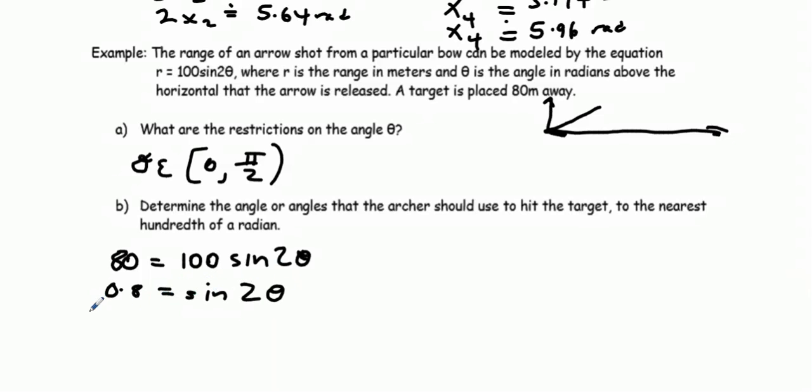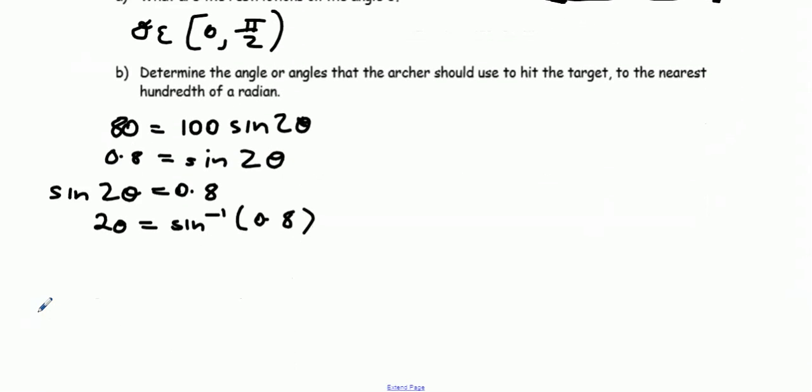And now I'm going to solve for 2 theta. So it's going to be sine 2 theta equals 0.8. Now I'm going to detach the 2 theta, the double angle, equals sine inverse of 0.8, and I am just going to use my calculator and find the sine inverse of 0.8, and that's going to be, so 2 theta is approximately 0.93 radians. Okay, 0.93 radians, well, that is between 0 and pi by 2, so I'm going to consider that one to be good.